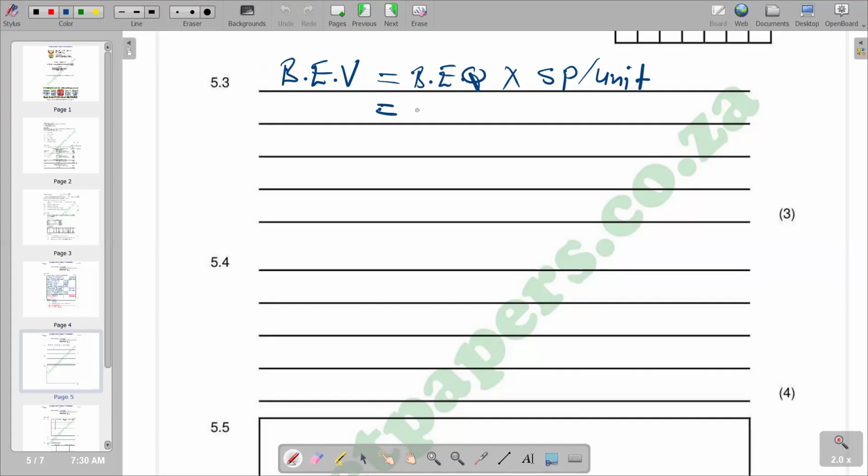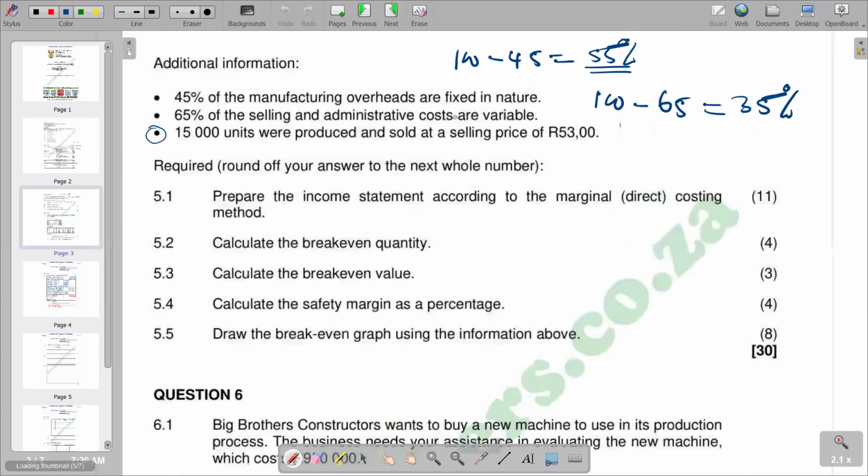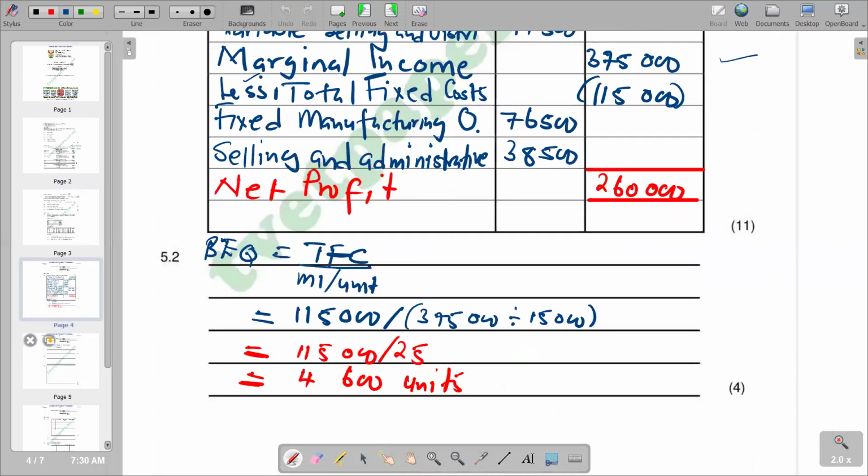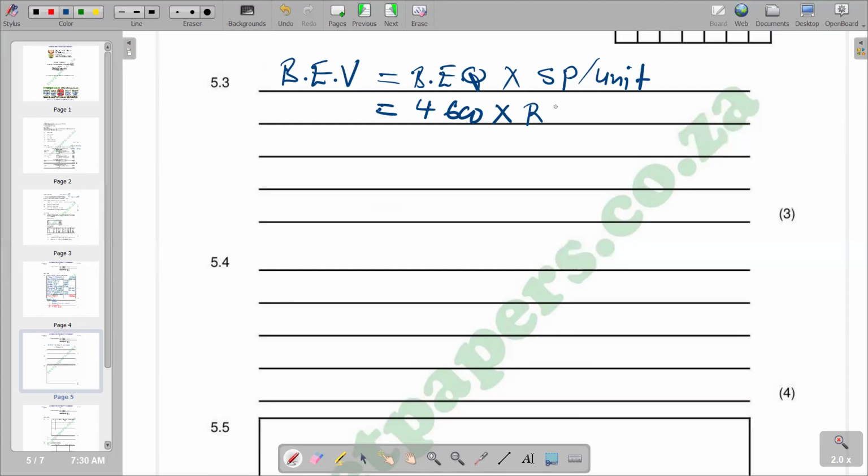So we say 4,600, and then we multiply by selling price per unit. You are given it here, which is 53 rand. Calculate it, the answer that you are going to get becomes 243,800. So basically, that's what we have in terms of our break-even value.